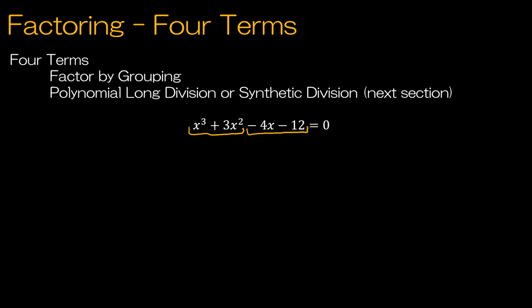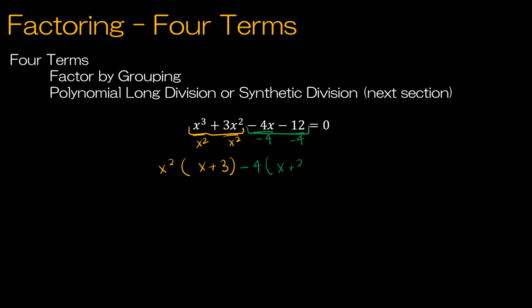So here I would say, and I'm going to use 2 different colors here to make it clear. For my yellow group, it looks like I can take an x squared out of both values. So that gives me x squared, and then I'm left with an x plus 3. And then it looks like here I can take out a negative 4 and a negative 4. So that gives me negative 4, and that leaves me with x and then plus 3.